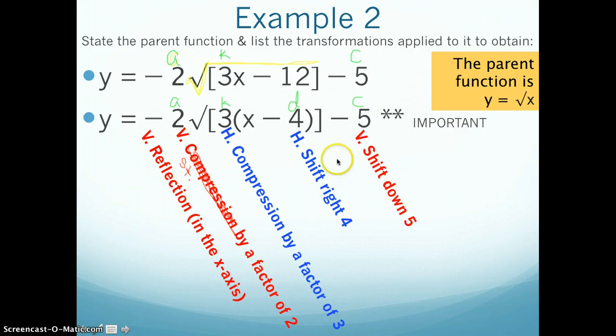Okay, so everything in red is vertical, everything in blue is horizontal. Everything red, which is vertical, goes exactly as you see it. It works the way you expect it will. Everything in blue works the opposite way. So large k results in compression, negative d results in moving right.